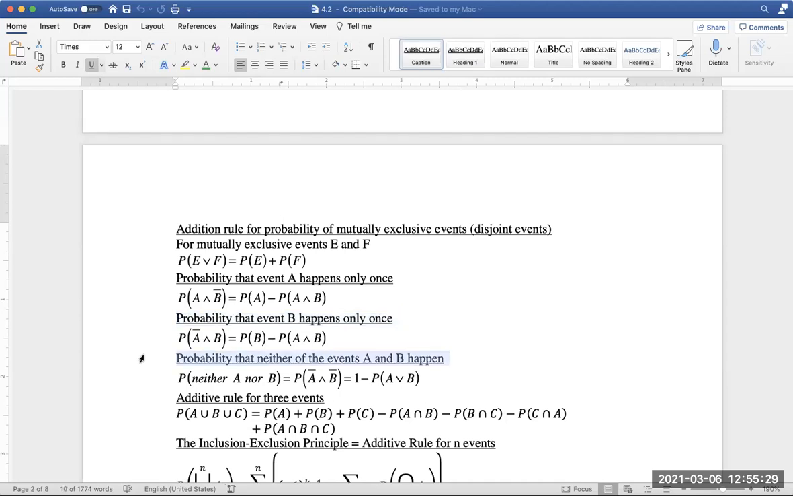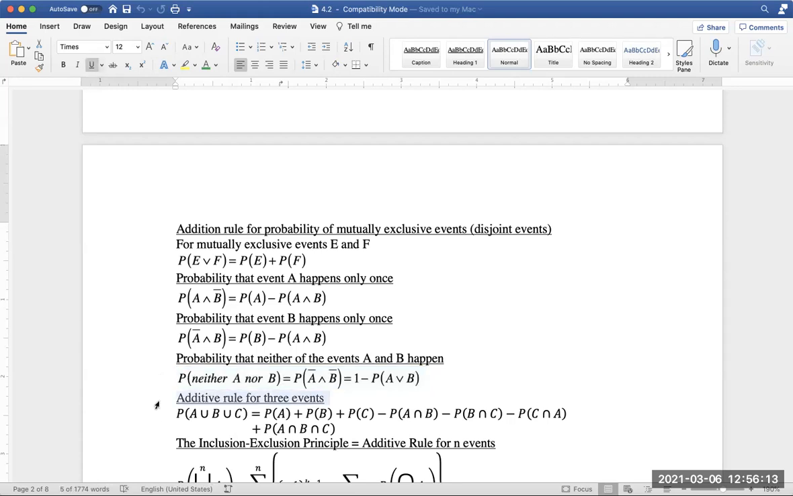The probability of neither of the events A and B occurring is as follows. Well, neither nor is a strange English construct. It says the probability of neither A nor B is the same as the probability of not A and not B. Or you can think of neither A nor B as being the complement of the event A or B. So this is also equal to 1 minus the probability of A or B.